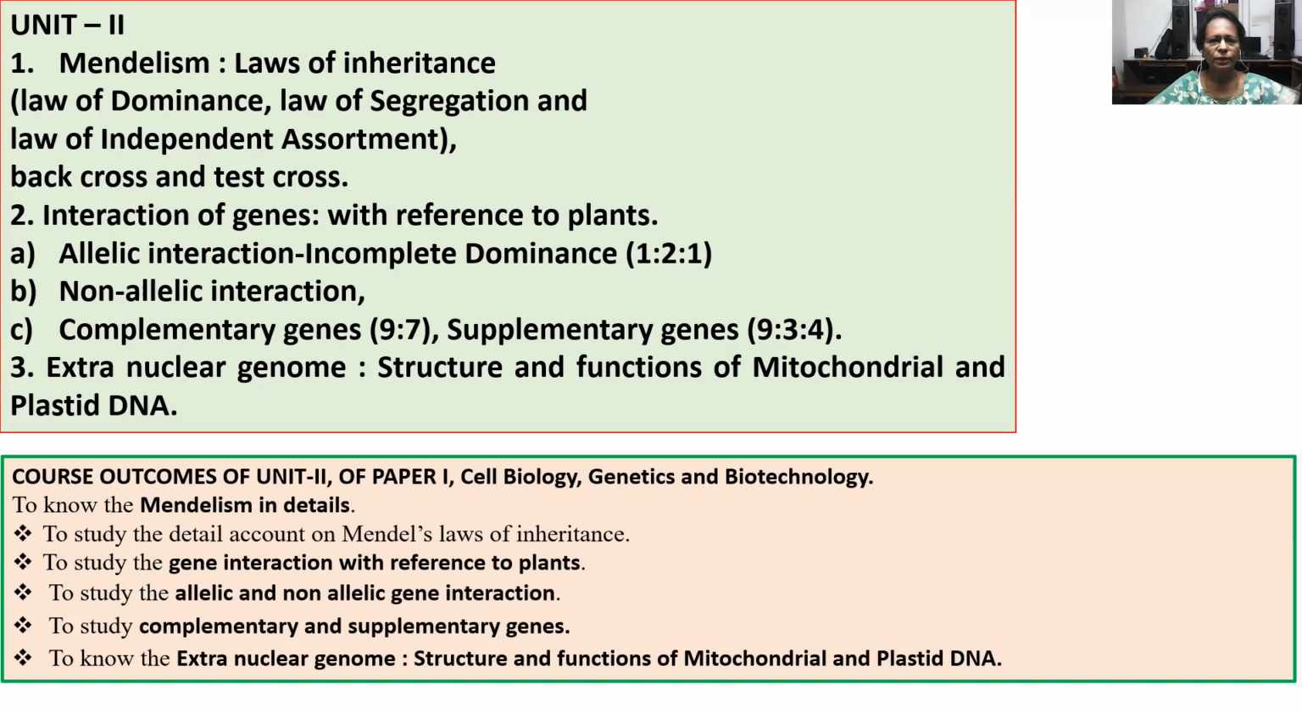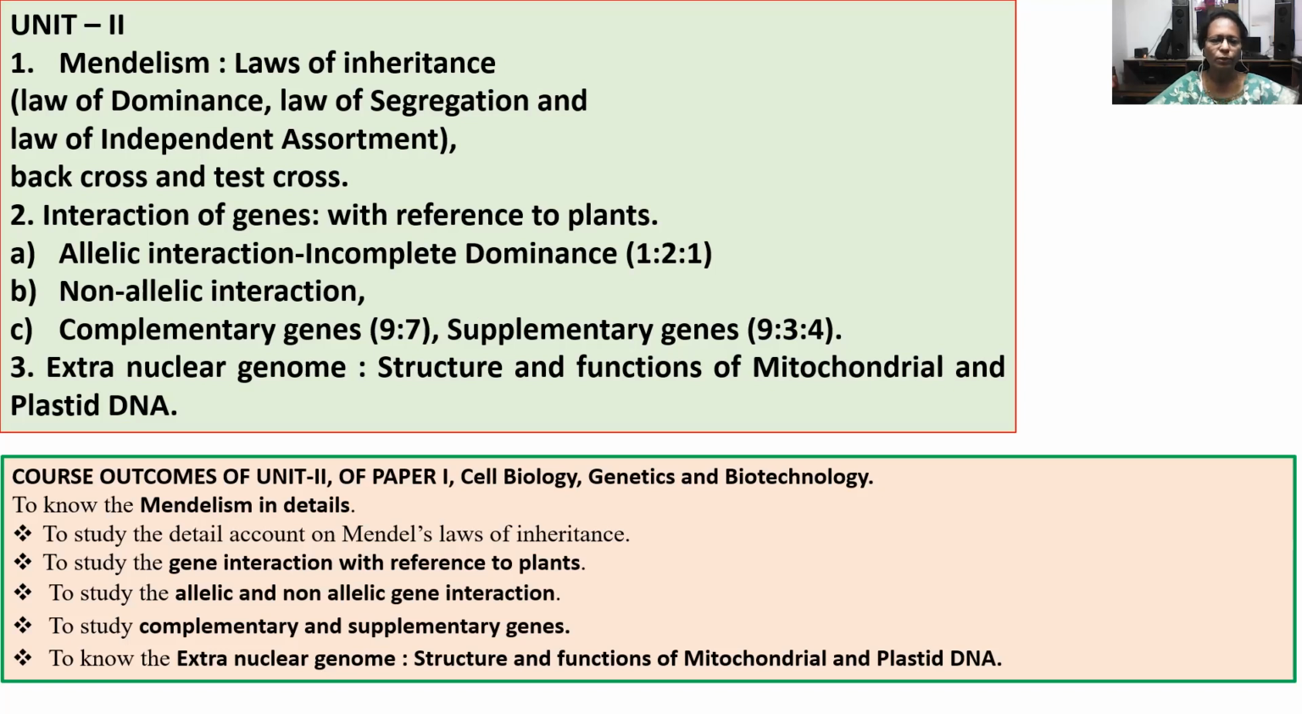Interaction of genes with reference to plants includes allelic interaction, in which incomplete dominance is studied, and non-allelic interaction, in which complementary genes, with the ratio 9:7, and also supplementary genes, that is 9:3:4, are included. In extranuclear genome, there are the structure and functions of mitochondrial and plastid DNA. Now, this is the introduction of unit 2.